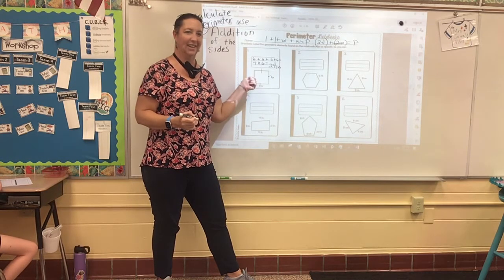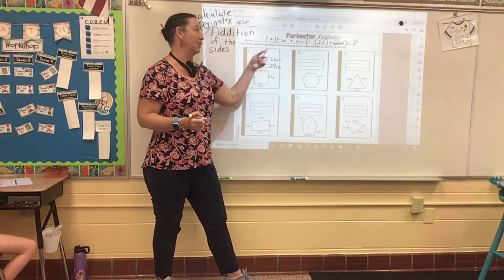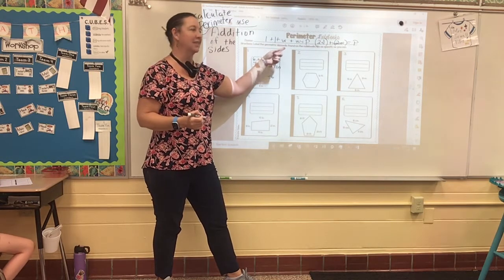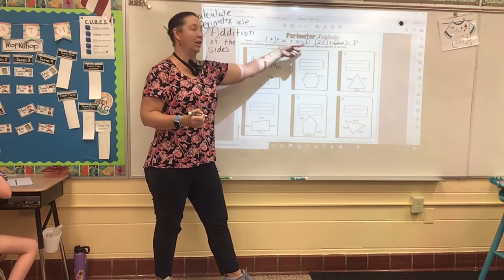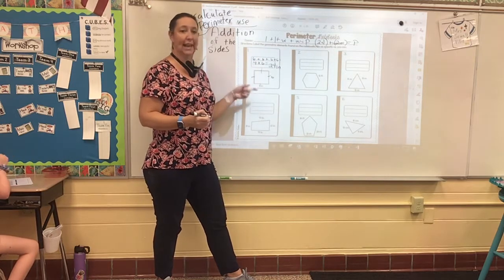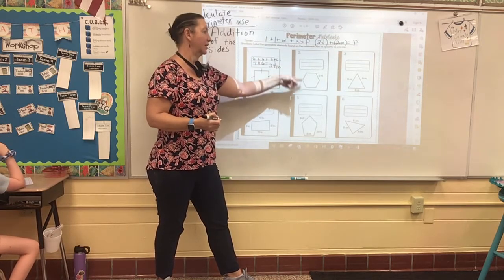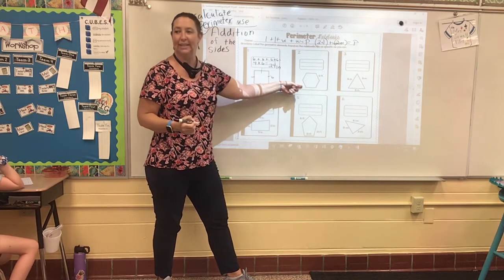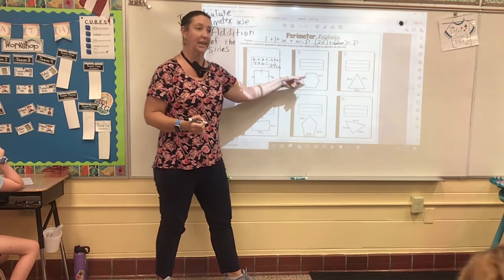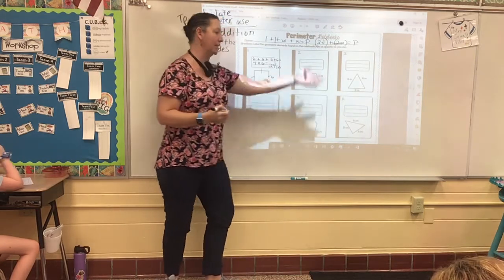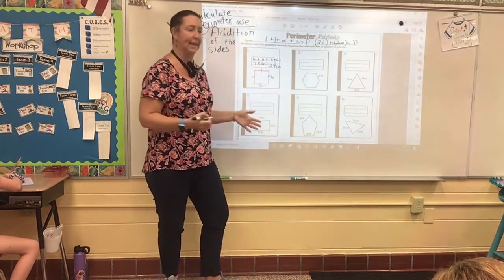Everyone understand how we calculated that? Yes. You can either add up all the sides, the length, the width, or you can multiply if they're the same. Let's take a look at this one. Are all the sides equal? Yes. It's called a polygon. It has straight sides. So any of these are polygons because they have straight sides.